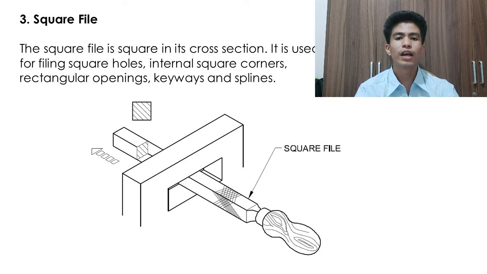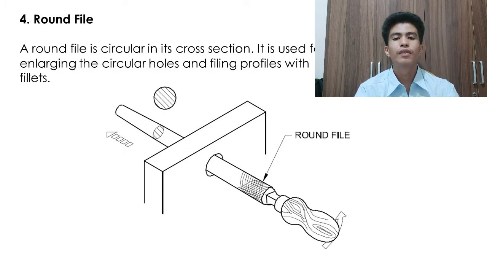Another type of file tool is the round file. A round file is circular in its cross-section, tapering toward the end. The primary usage of this is to enlarge circular holes and file profiles with fillets. Usually double cut in the larger sizes and single cut in the smaller sizes. It is also used to smooth concave surfaces.